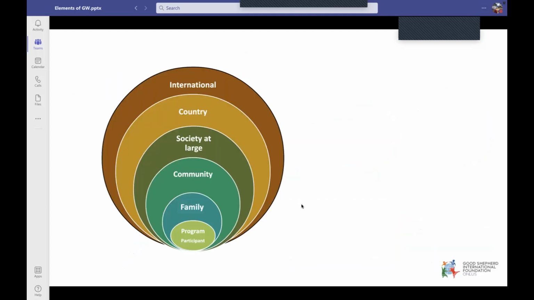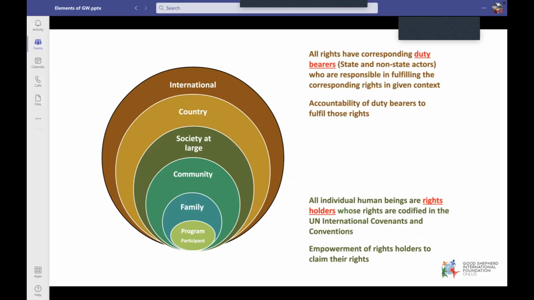And so when we look at the rights-based approach, there are two concepts that we need to understand: the rights holders and the duty bearers. Rights holders are people like all our program participants. You and I, individuals, are rights holders. Families, communities, society at large, we are all rights holders. Duty bearers are the government, the state or non-state actors, and people like us, Good Shepherd, who run residential programs, who are in positions of power over our program participants. We are also duty bearers. And our programs address the capacity gaps between the rights holders and the duty bearers.